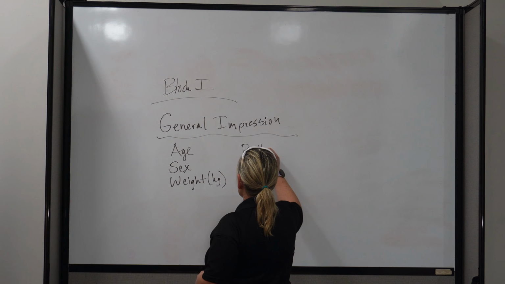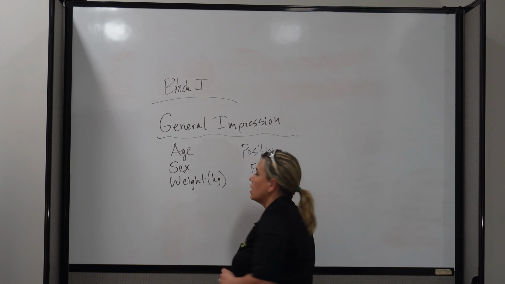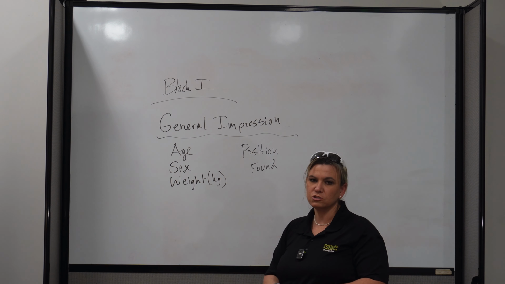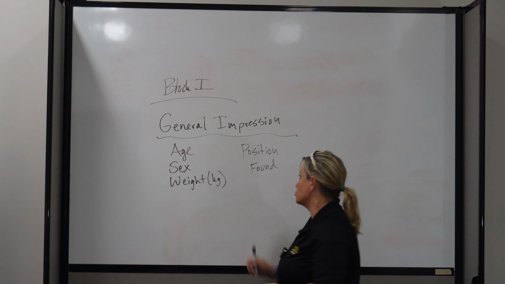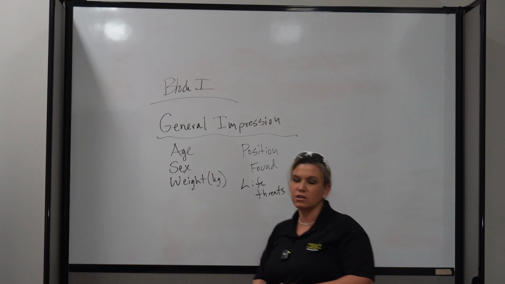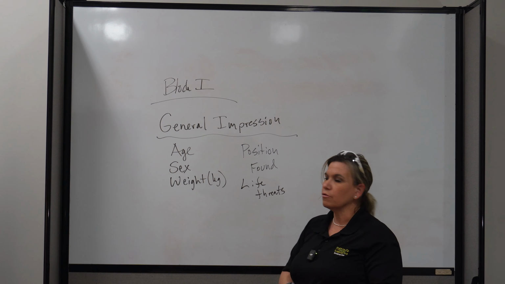Then I'm going to look at the position found. So how is my patient found? Is my patient found supine, prone? Are they in a tripod position? Because that could tell us a lot about what's going on with your patient. And then you're also looking for any life threats because we know that life threats is something that could actually kill my patient sooner than later. So that would be an immediate load and go.